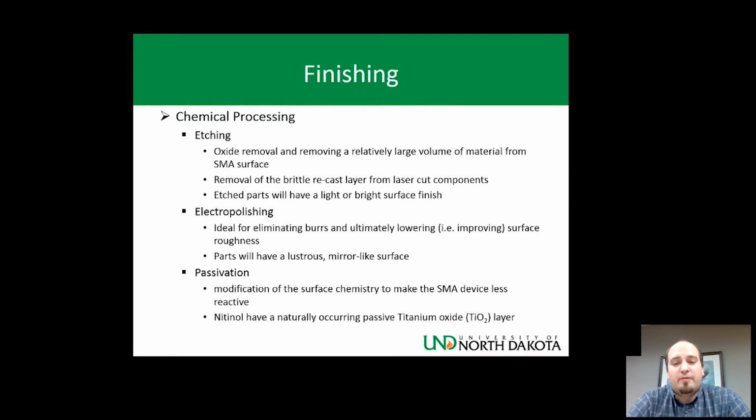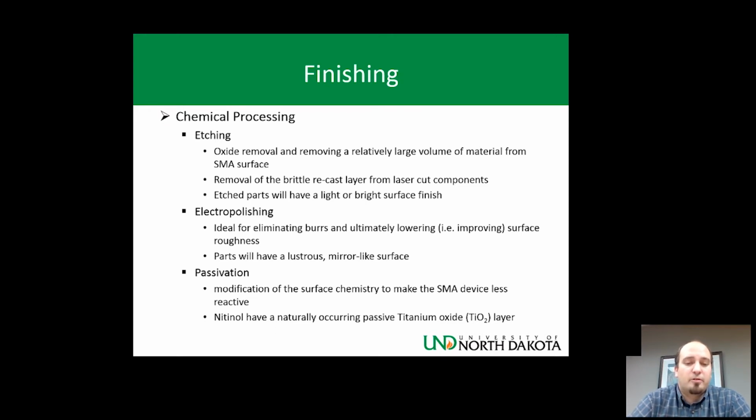An etched part will have a light, bright surface finish. Common examples of chemical etching processes include the removal of the brittle recast layer from laser cut components, and removal of any transfer material from the wire electrode of EDM cut components.